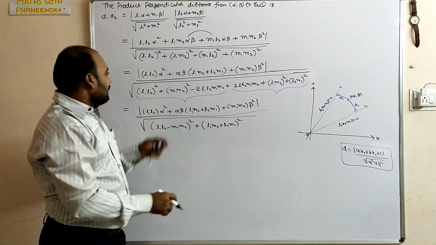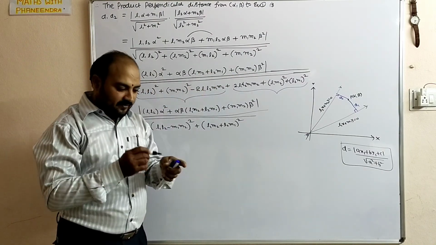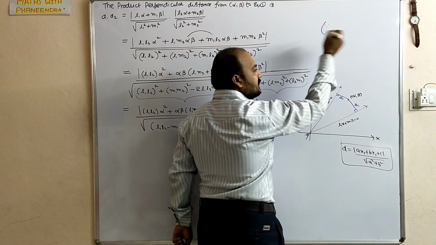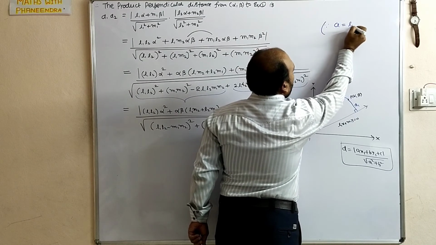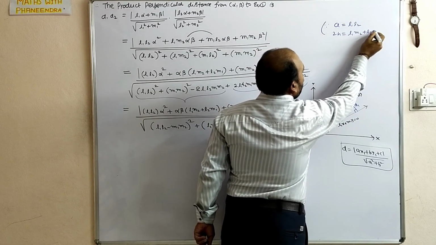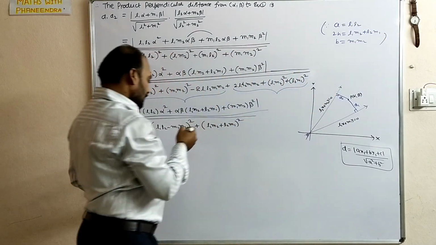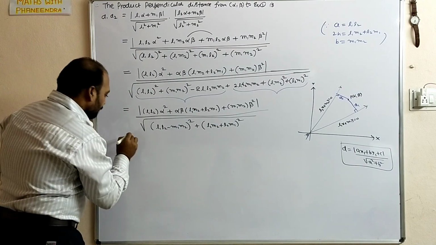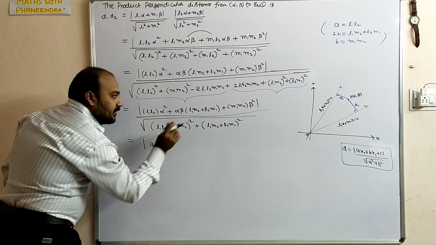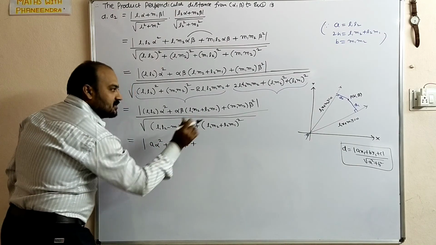So we know that L1 L2 value is A, M1 M2 value is B, and L1 M2 plus L2 M1 value is 2H. In the previous theorem and this theorem also, A is equal to L1 L2, 2H is equal to L1 M2 plus L2 M1, and B equal to M1 M2. These values we have to replace here. You will get mod A alpha square. This bracket value is 2H. 2H into alpha beta plus M1 M2 is B, B beta square.